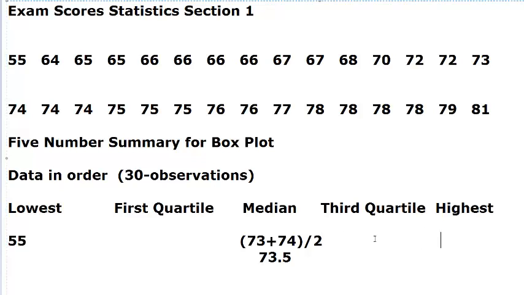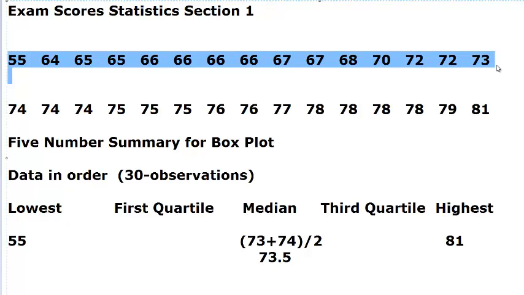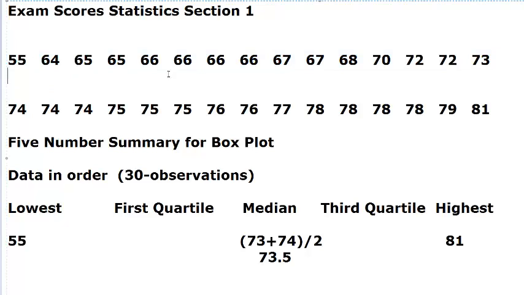And the highest number, of course, we can see here is 81. Now for the first quartile, we are going to write the median of the lower half. In the lower half, we have 15 observations. So who will be my median? The eighth observation, which is actually in the middle. So this number 66 is going to be my first quartile.